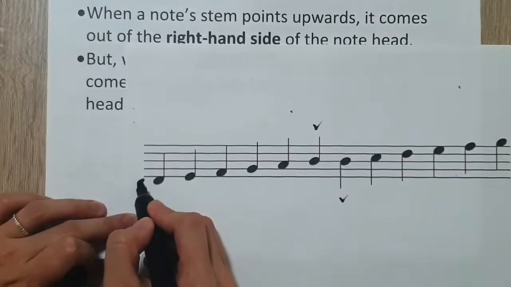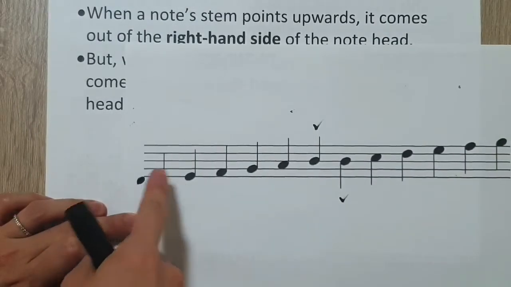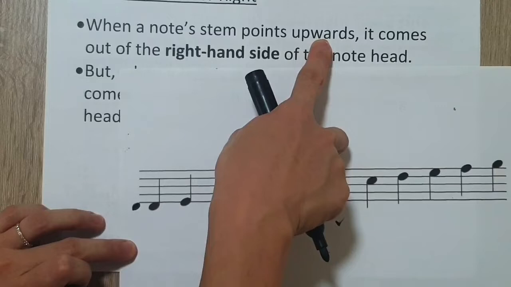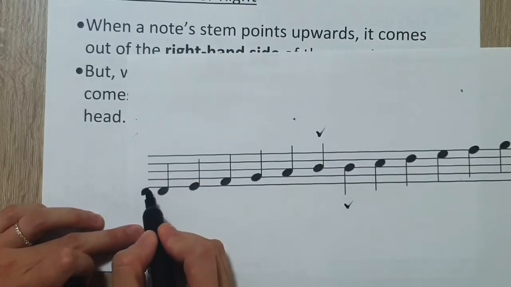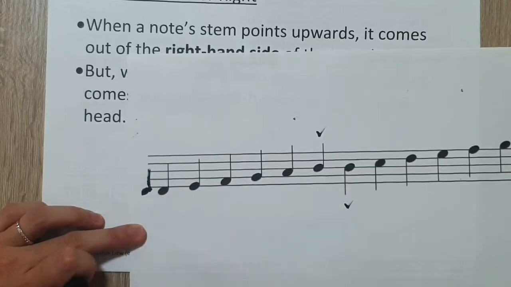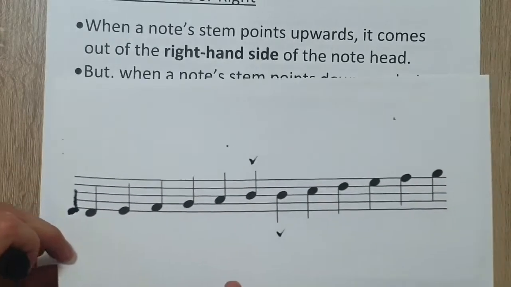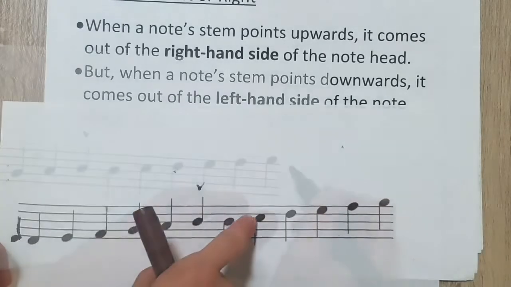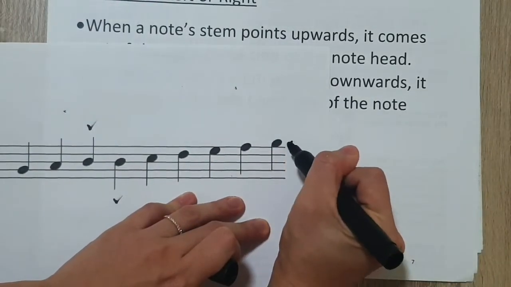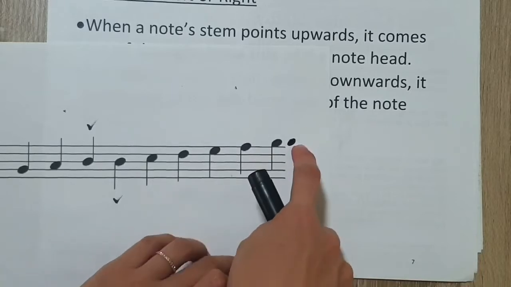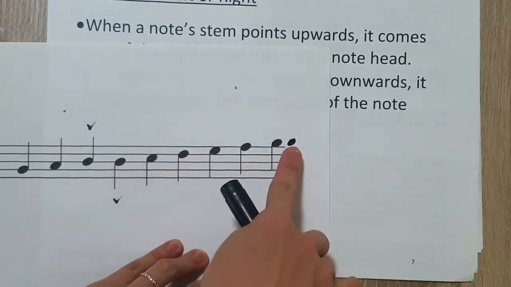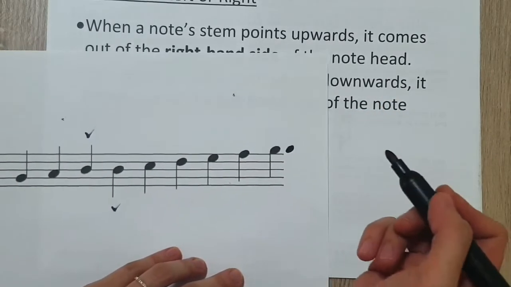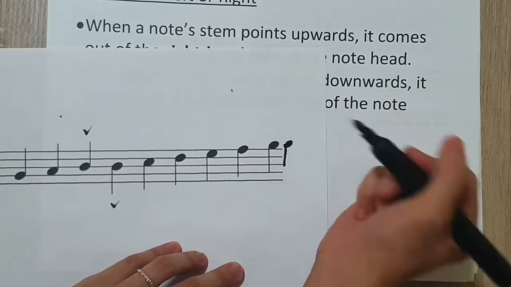So for example, D is here. I know that it is below the middle line, should be pointing upward. And based on our rule, it says, if it's pointing upward, it comes out of the right-hand side. So here's the right-hand side, and I point upward. So that's how I draw this note. Similarly, if the note stems are pointing downward, the stem will come out from the left-hand side. For G, this is a G. We draw it downward because this note is way above the middle line. So I'm going to draw the note stem pointing downward. And where should the stem come out from? It should come out from the left-hand side. So it starts from here, draw downward.